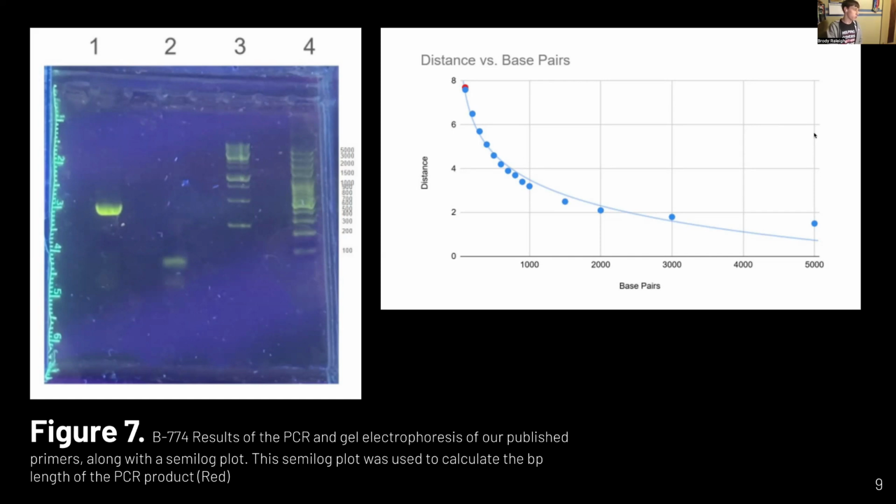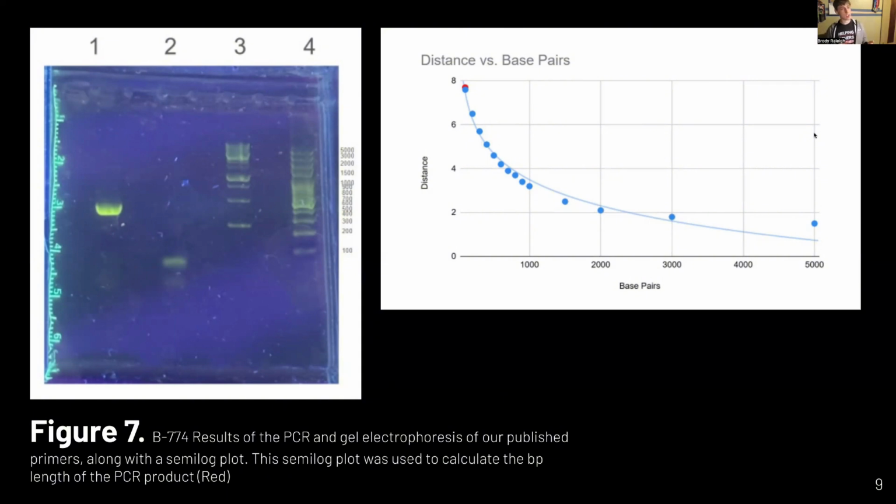And then we got what we see here by adding 3 microliters of our PCR product and 2 microliters of dye. We ran that on the gel for about 30 minutes at 140 volts. And then we were able to take the distance traveled by our reference ladders to analyze exactly how many base pairs our PCR product was.